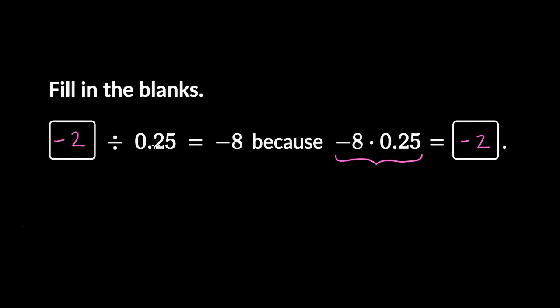And just to make sure this is making sense to you, remember, -2 divided by 0.25 is the same thing as -2 divided by 1/4, which is the same thing, when you divide by a fraction, as multiplying by its reciprocal, times 4/1 or just 4. And so that's why it makes sense that that is equal to -8.